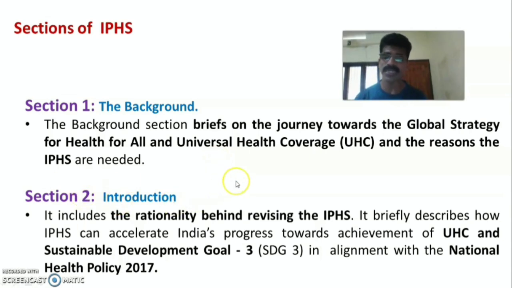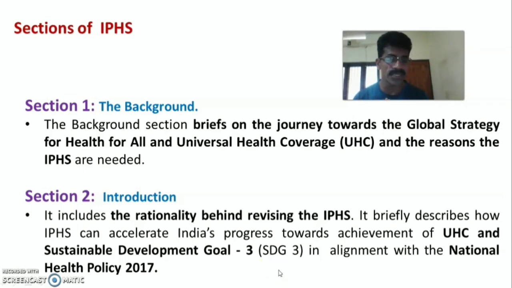Then the second section is the introduction. The introduction includes the rationale behind revising the IPHS. It was started in 2007, the first revision was in 2012, and later in 2022. So why was it revised? The scientific principles or reason for revising the IPHS are given in the introduction part, section 2. Then it briefly describes how IPHS can accelerate India's progress towards achievement of UHC and the Sustainable Development Goals in alignment with the National Health Policy.